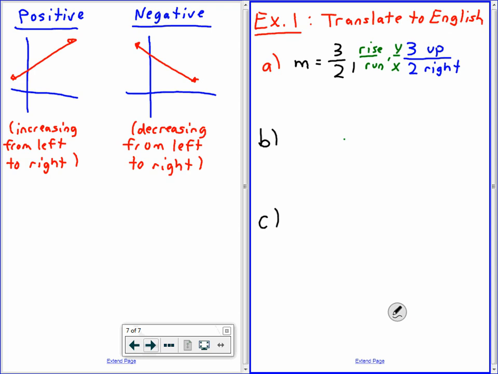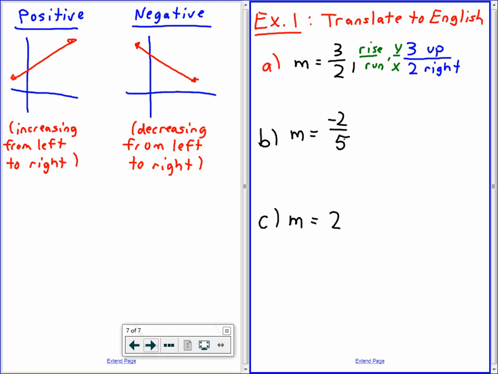Okay, so B is going to be M equals negative 2 over 5, and C is going to be M equals 2. Now, both of these are tricks, but I'm a mean teacher. So please hit pause, Mrs. Kelly, and go from there.